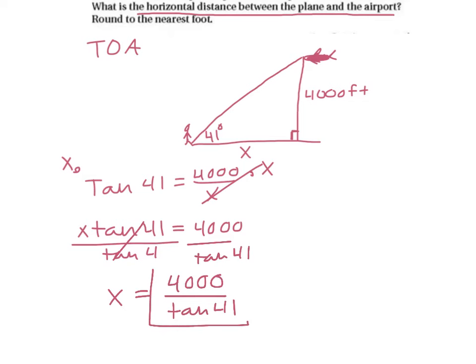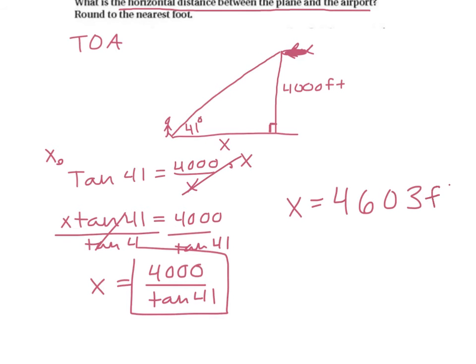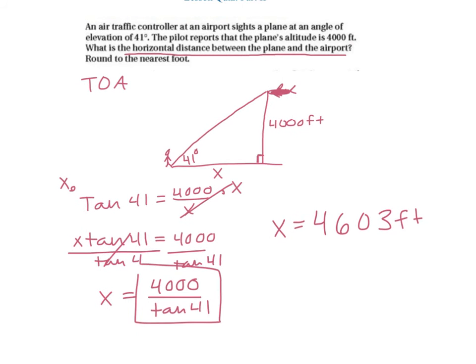Now you need to put this into your calculator. Is there a way to do that with no calculator? No. You got a number greater than 4,000? I got 4,601. It says round to the nearest foot. I got 4,600. So if you got 4,601, close enough.